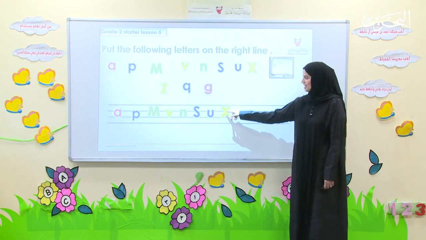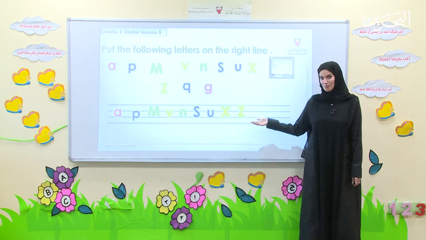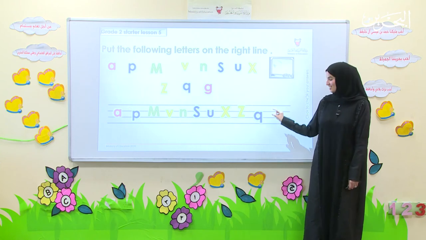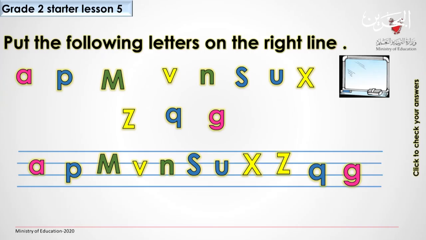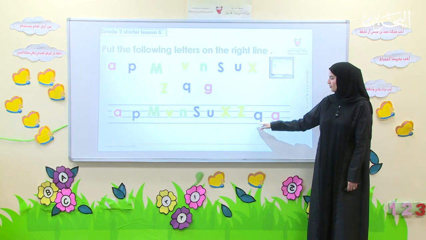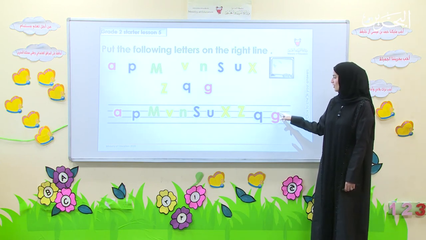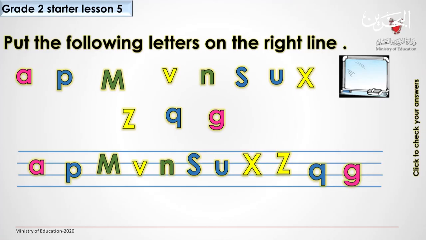X capital letter. Z capital letter. And what is this? It is a small letter. It's Q. This is Q. We're going to the fourth line and G. Also, we're going from line 2, 3, and 4. Thank you very much.